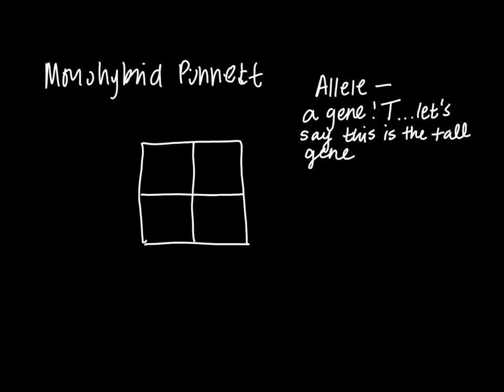An allele is just a gene, and it's usually represented by a letter. For example, the letter T. So we're going to talk about the letter T today, and we're going to say that T is the tall gene. So let's say in this example that both mom and dad are tall, but they're both heterozygous. So they both are tall, but they carry the not tall or small gene.